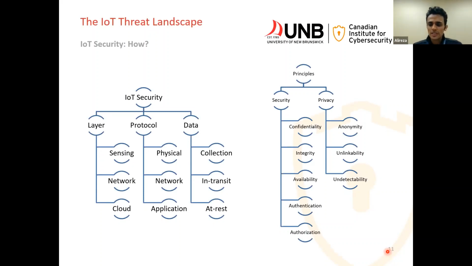So anonymity is related to the fact that the attacker cannot identify a subject. We don't want the attacker to identify a user or a device. Unlinkability is the inability to find the relationships between two devices or two IOIs. And undetectability is the inability of the attacker to detect or identify the existence of the very IOIs.